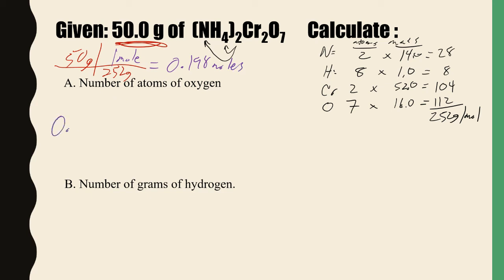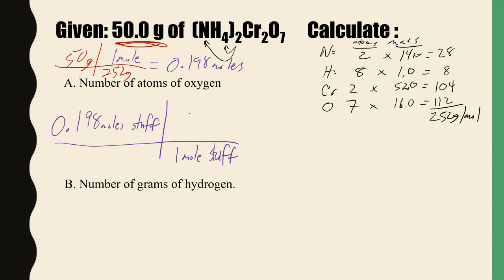So if we're looking for atoms of oxygen, we know there's 0.198 moles of this stuff, right? And I'm just going to call it stuff because that means as much to you as ammonium dichromate. So there's 0.198 moles of this stuff, and for every 1 mole of stuff, we have 7 moles of oxygen. There's 7 moles of oxygen for every mole of this stuff. And we're looking for atoms, so we need to go one more time, and then for every 1 mole of oxygen, there's 6.02 times 10 to the 23rd atoms. And that gives us, for oxygen, 8.36 times 10 to the 23rd atoms of oxygen.